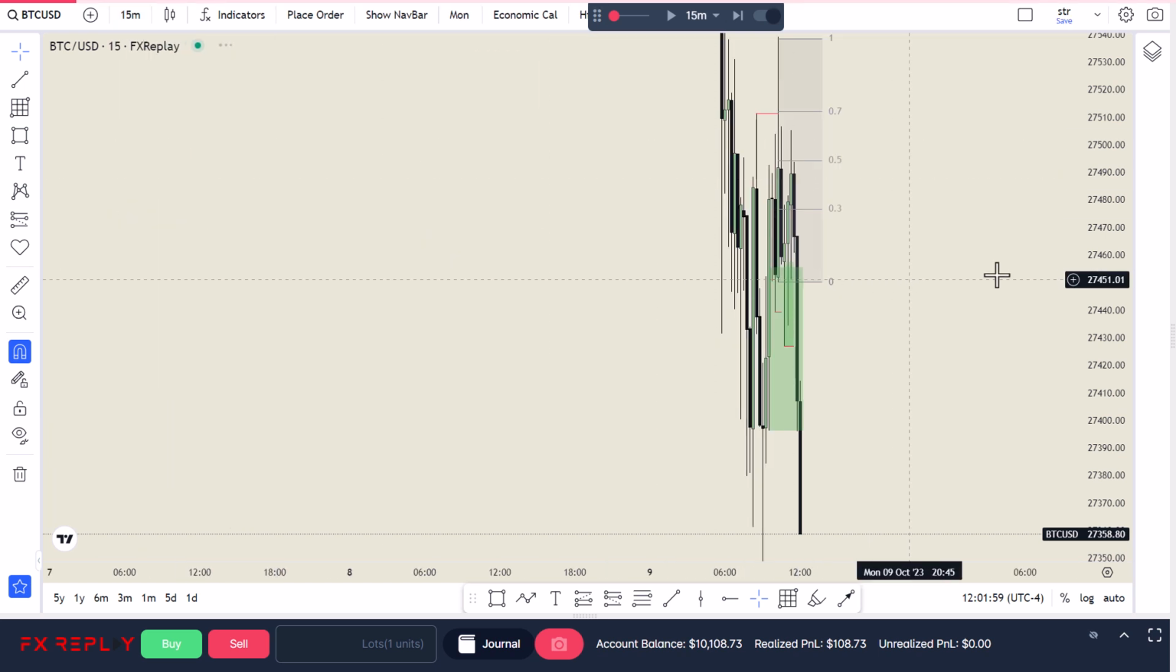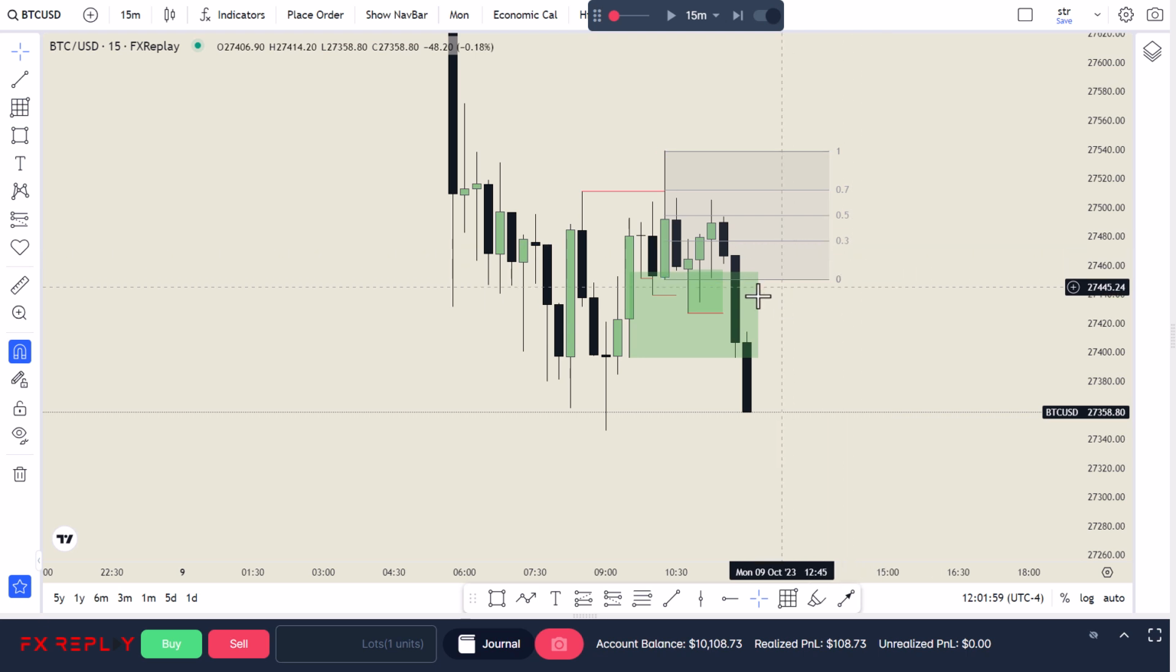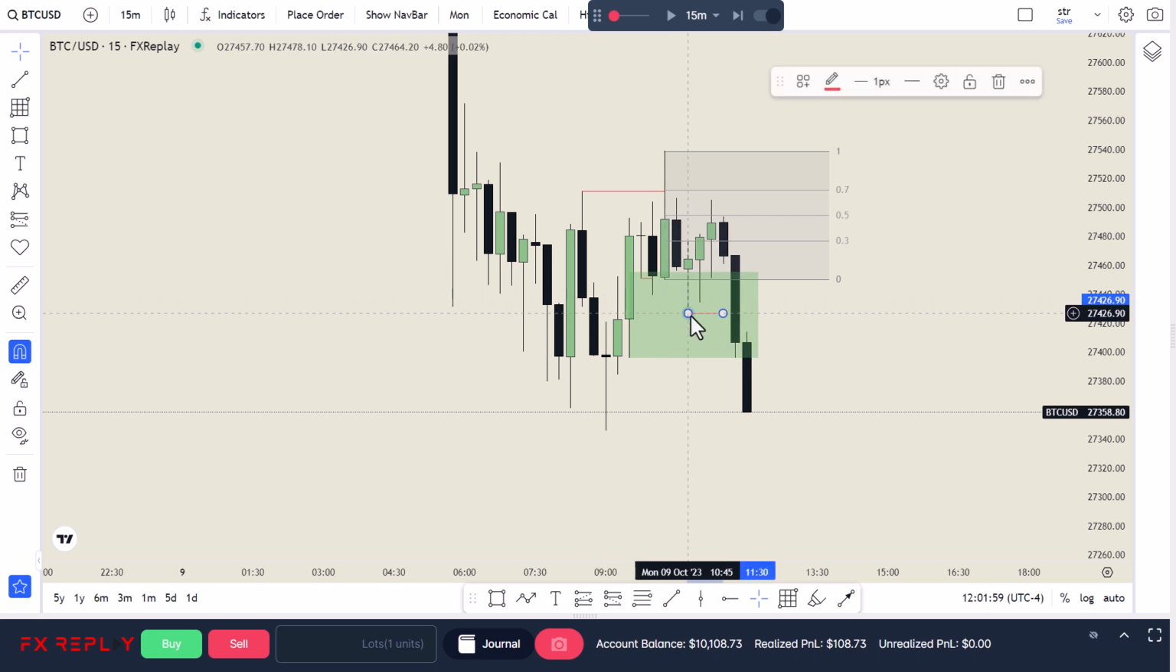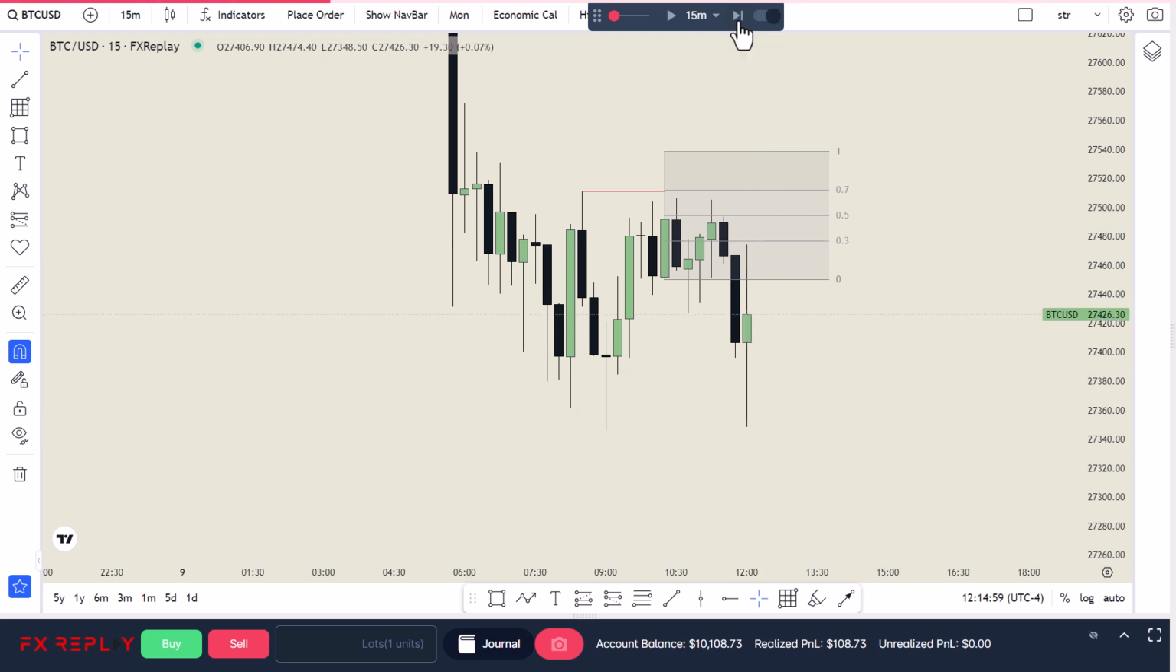Now it looks like we have that 15-minute body closure, and yeah, we do have that, as you can see. So this was a pullback. Let's remove some of these things, and now we have another zone to work with, from this low to this high right here. Let's see if price is going to return back into here.